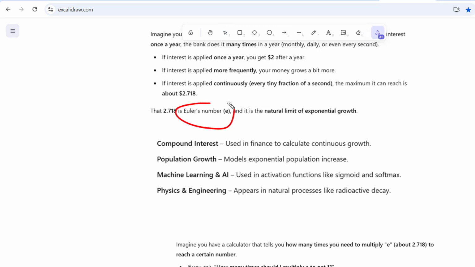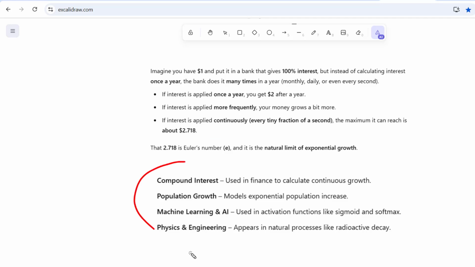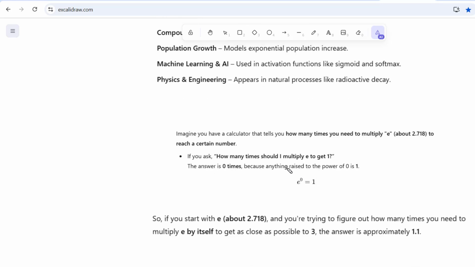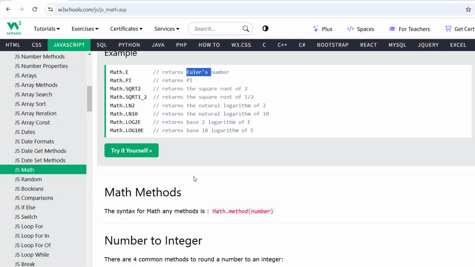Euler's number is used in compound interest, in finance for calculating continuous growth, in population growth models for exponential population increase, in machine learning and AI for activation functions like sigmoid and softmax, and in physics and engineering, where it appears in natural processes like radioactive decay. Then you have a calculator that tells you how many times you need to multiply Euler's number to match a certain number. So this is log.